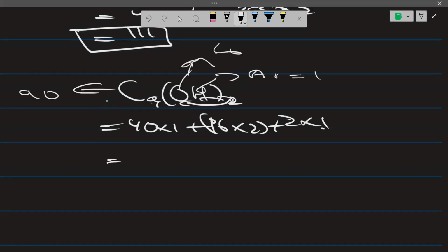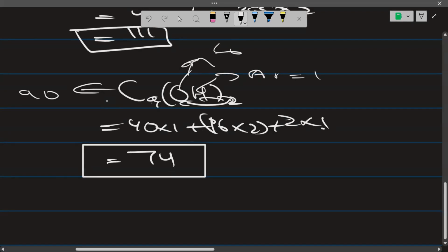Now let's put it in the calculator and let's see. Okay, so the answer is 74. So this is the MR of calcium hydroxide.